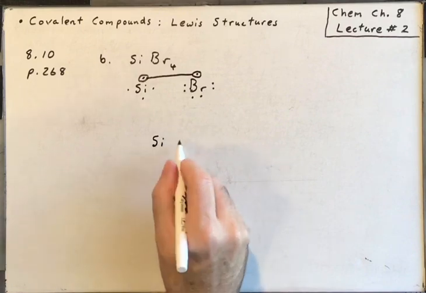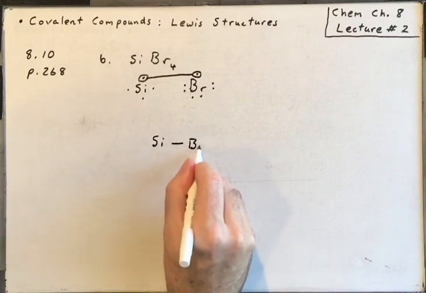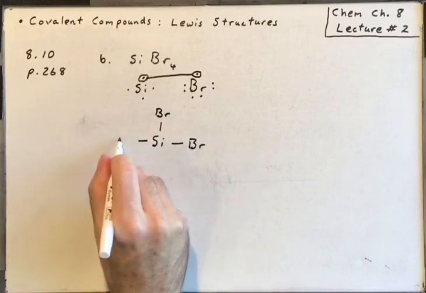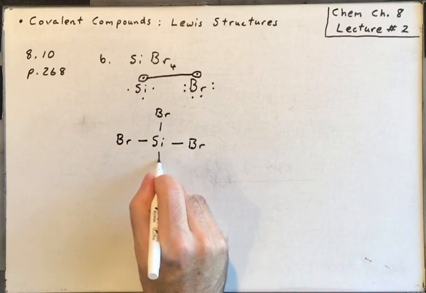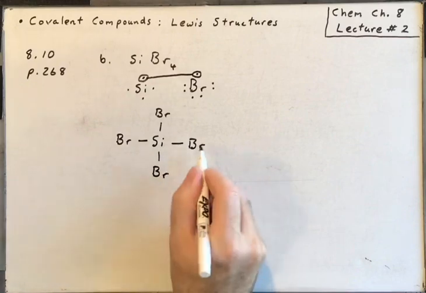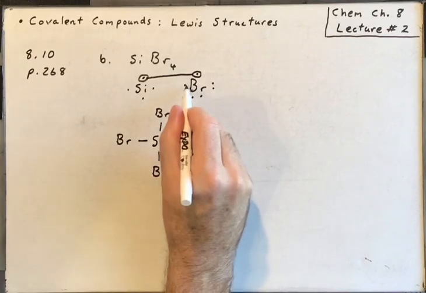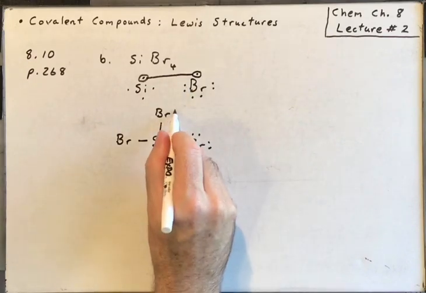That goes in the center, and it would form a single bond with each bromine. Now don't forget to draw all the electron pairs around bromine. See, still those 2, 4, 6, those didn't go away.